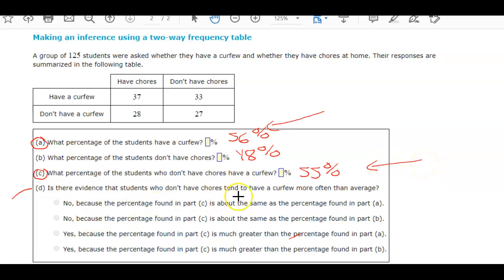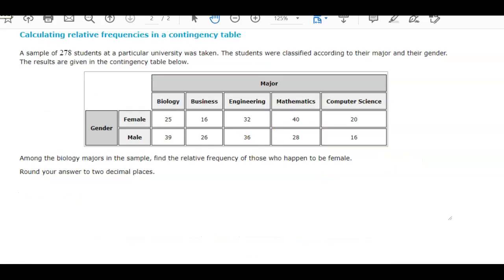So is there evidence here? So I'm going to come down here. I'm going to look at this. I'm going to say no. Doesn't appear as if there's any evidence. And that's because this part C here, the 55, is almost the exact same thing as the 56 right there. Okay, so that's it, and we got one more, and then we're going to be done with 9-3. Last one here, you guys.